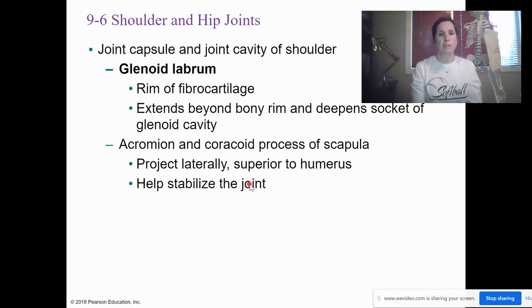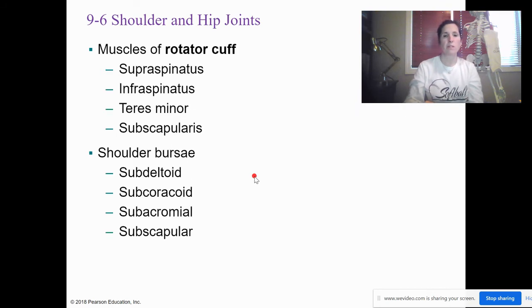So the joint capsule, because it's very shallow, there's a glenoid labrum. And so this is fibrocartilage that will extend beyond the bony rim. And this deepens the socket of that glenoid cavity. So if you remember when we looked at the glenoid cavity, it wasn't that concave. It wasn't like this, where the humerus could fit in. It's more kind of shallow like this. So the labrum helps deepen the socket. The acromion and the coracoid process help stabilize the joint.